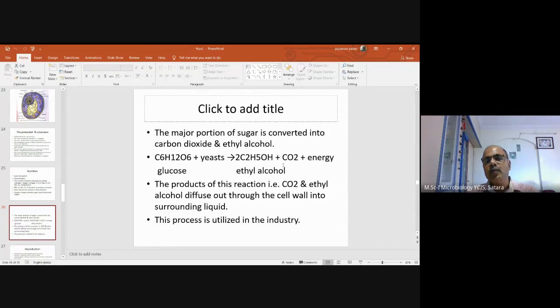Therefore, it is used for various purposes. The products of this reaction, that is carbon dioxide and ethyl alcohol, diffuse out through the cell wall into the surroundings, and from the surroundings they are collected. This process is utilized in the industry. Therefore, there is a great demand for yeast in the industry for the production of ethyl alcohol.